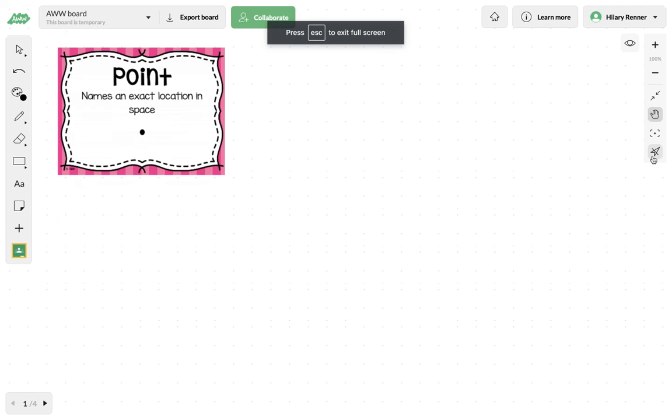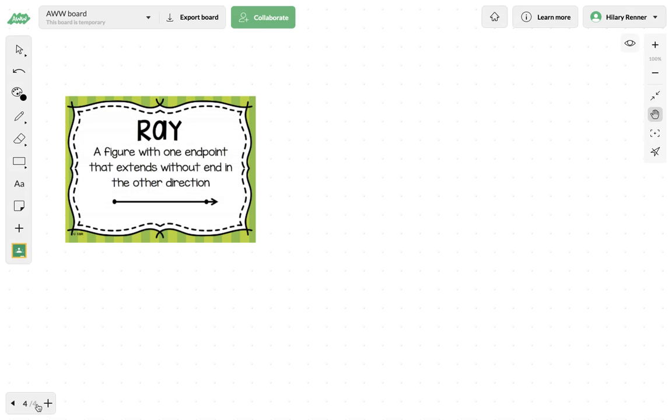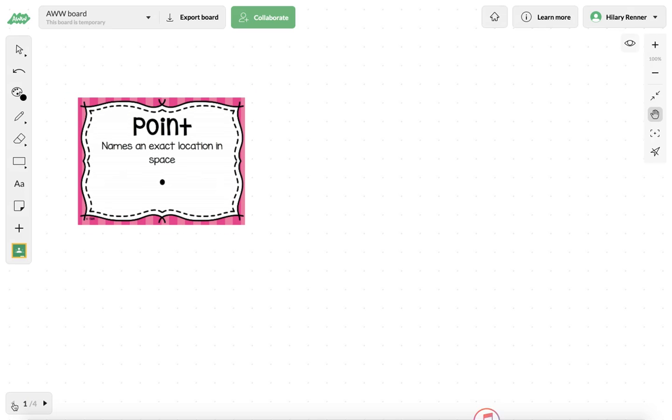Hi boys and girls, in this video we will look at what points are, what lines are, what line segments are, and what rays are. So we're going to start with what a point is, and a point names an exact location in space. It's usually signified by an X or a dot. In this case, we're going to use a dot.